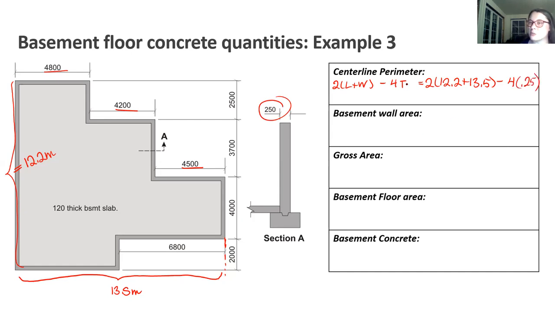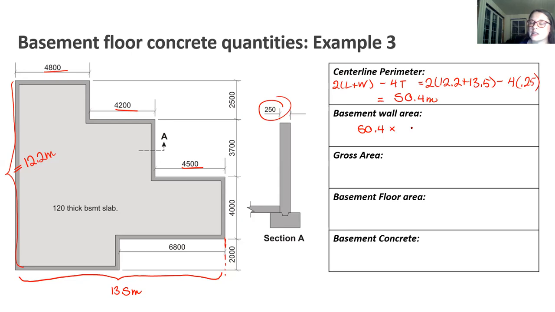Watch for those little numbers that change. There's often not very much variation in them in order to keep them realistic. And you will get a total perimeter of 50.4 meters. Okay. Straightforward to calculate. Now we want to find the basement wall area.